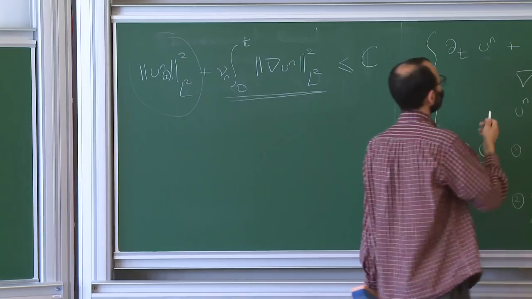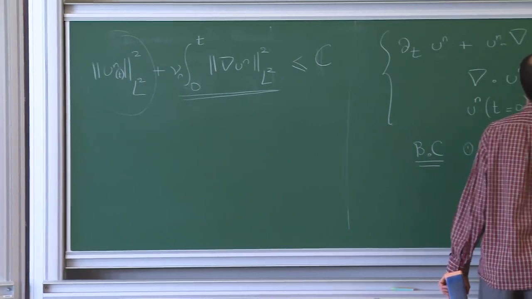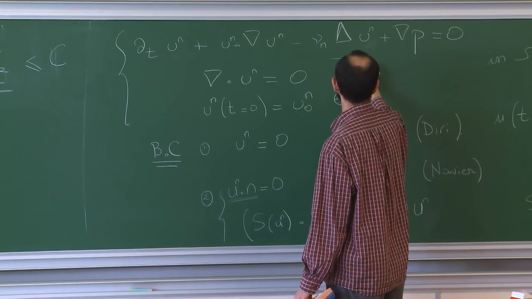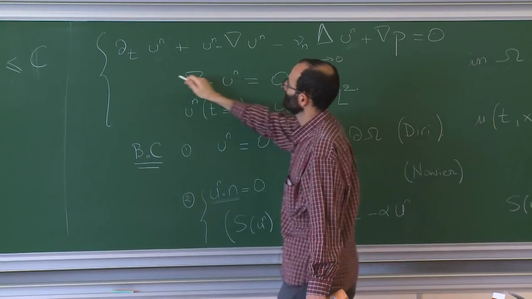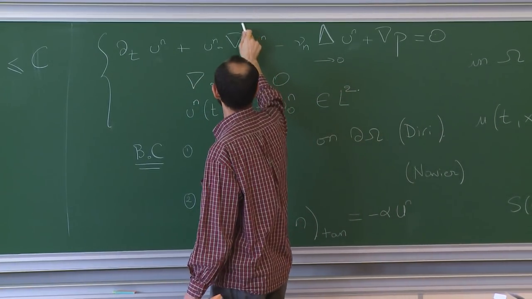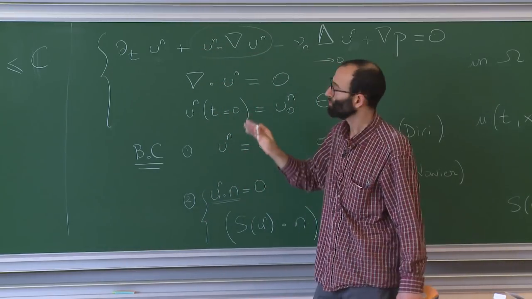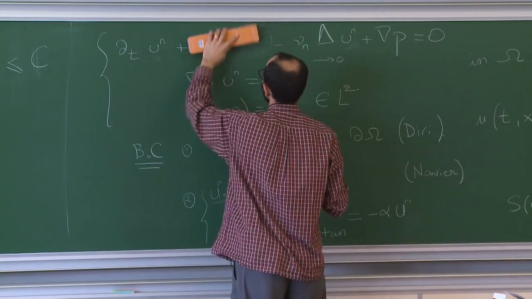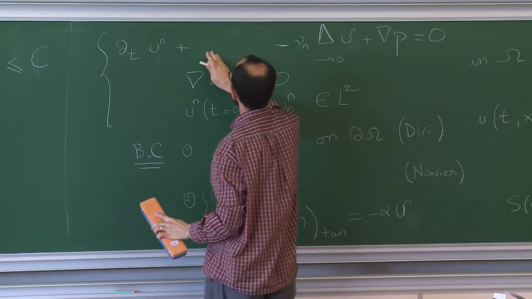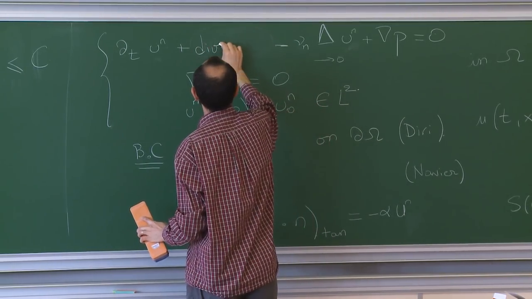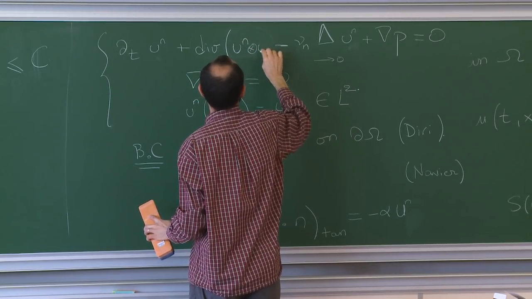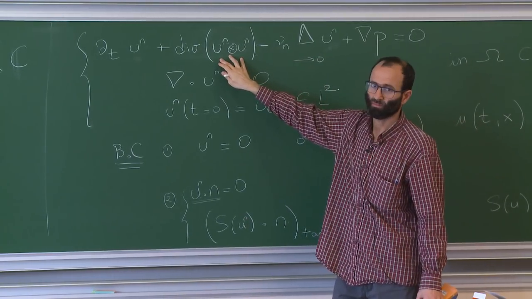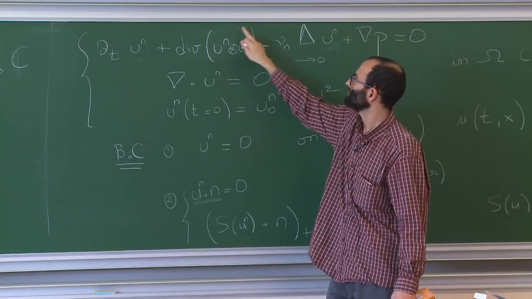Now, if you want to pass to the limit in this equation, in the sense of distributions, this will go to zero, this stays a pressure, and this will converge to what we want. So then what can we do with this? Of course, due to the divergence-free condition, especially when we deal with weak solutions, we can write this term as the divergence of u_n tensor u_n. So you can write it in this form. This makes sense: this is L2, L2, L2, L2, so this product makes sense.